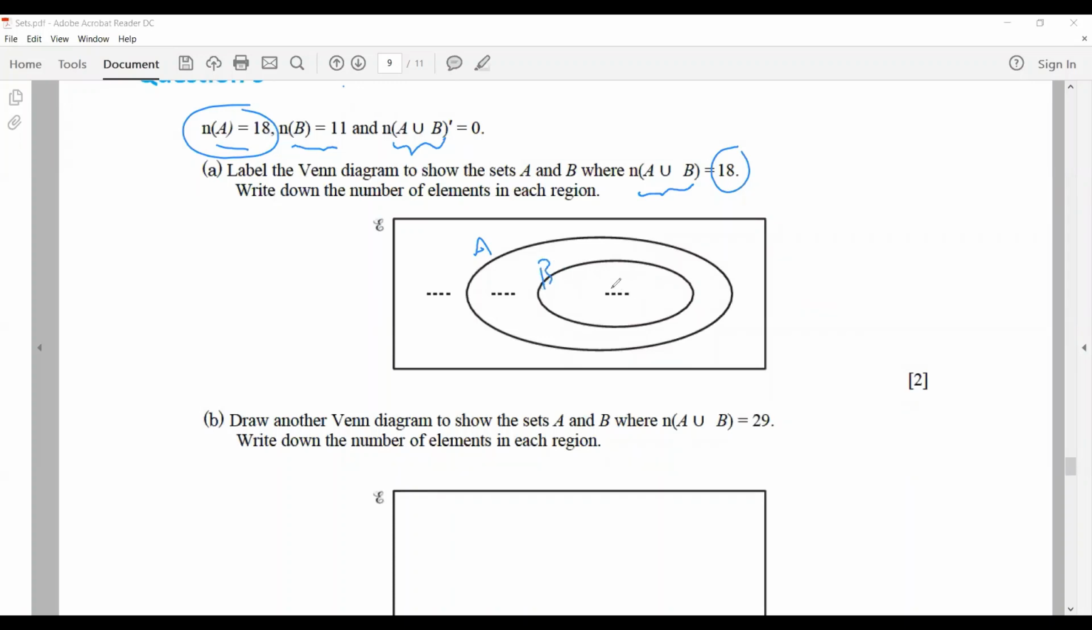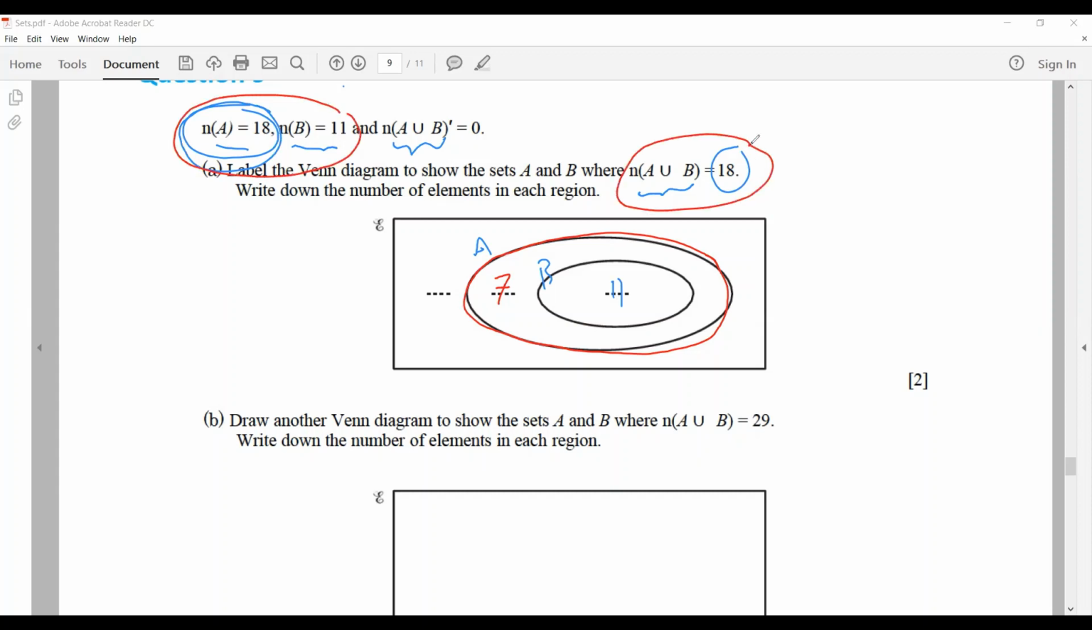And this should be 11. And the union of A and B together should be 18. Everything inside A should be 18 as well, so I need only 7 more. Now if you look at circle A, these two add up to 18, right? And if you look at circle B, it is 11. So it's a match with these two pieces of information and this one.